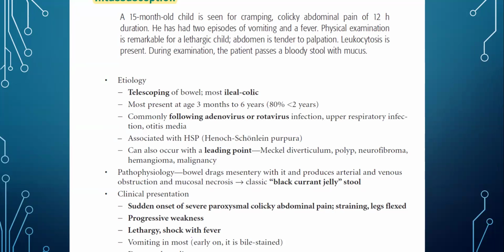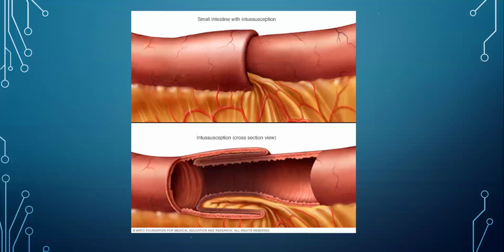Next, a very important question is intussusception. So what is intussusception? Intussusception is a condition in which one bowel, so this is one bowel, gets telescoped. One bowel enters into another bowel. So telescoping of one bowel into another is what we call intussusception.